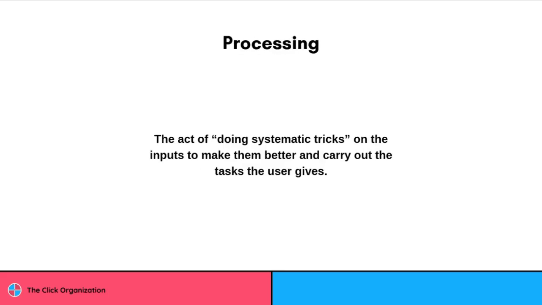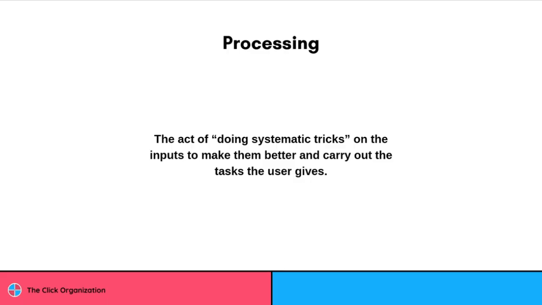Processing. Processing is the act after input. When you put something into your computer, it processes it. And the processing process is basically the act of doing "systematic tricks." I've put quotes around it because this is not exactly what your computer does, but I've used this phrase to convey the meaning to you.